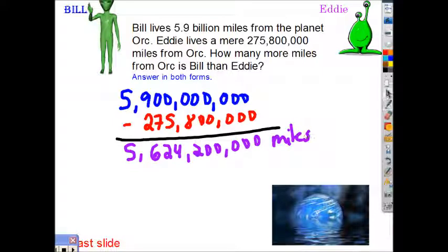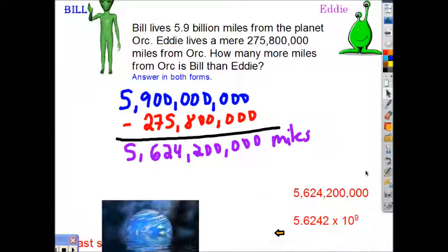And then it says to write answers in both forms. So I will write this in scientific notation and get this answer right here. And again, that should have miles as the units.